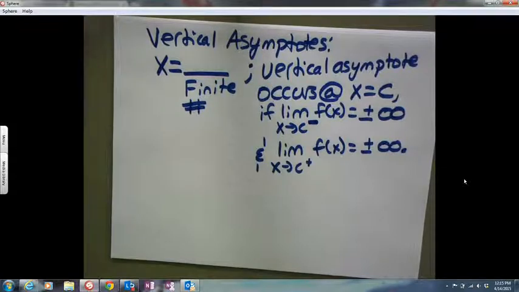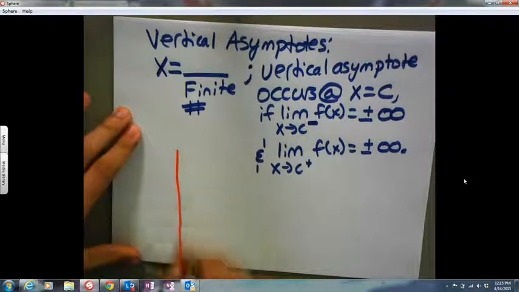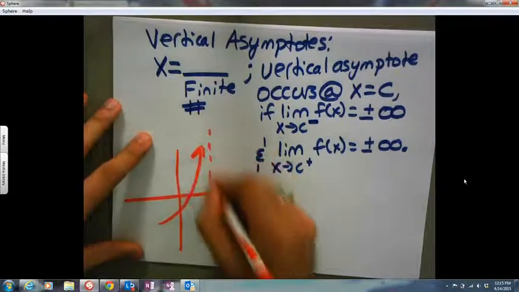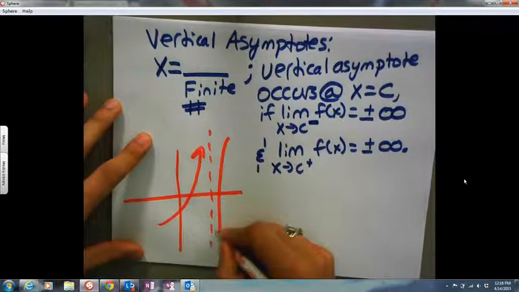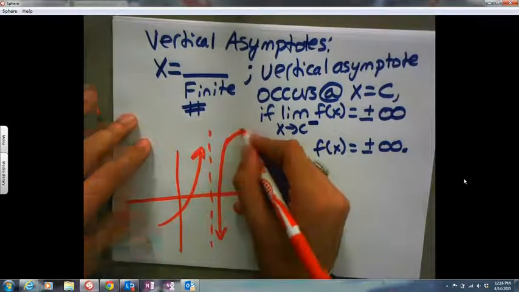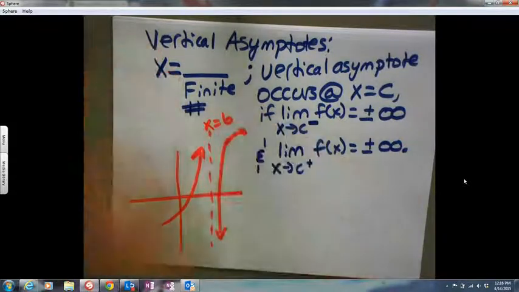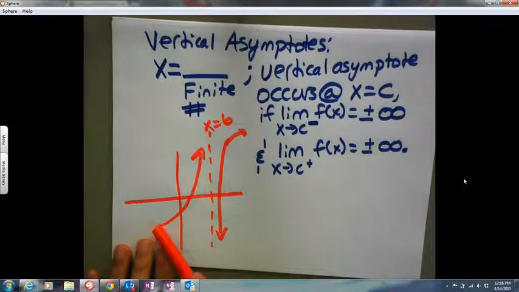Right, so let's look at what this looks like in terms of a picture. We have something like this. So maybe this is x equals 6. And here's an example of a vertical asymptote. The limit from the left is positive infinity. The limit from the right is negative infinity.